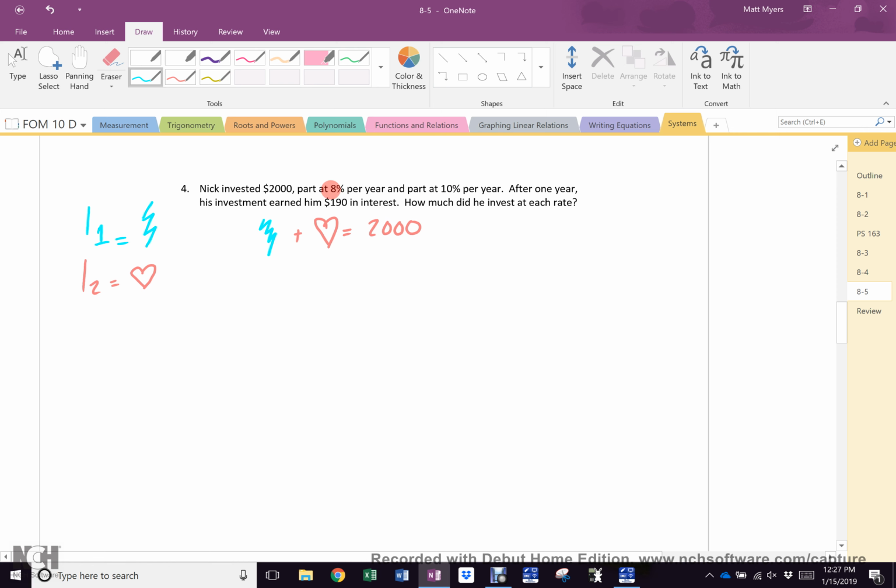How do I write 8% as a number we can actually do some math with? Decimal. 0.08. So, 0.08 lightning bolt plus, how do I write 10% as a number I can work with? 0.10 heart equals how much interest did I make? 190.